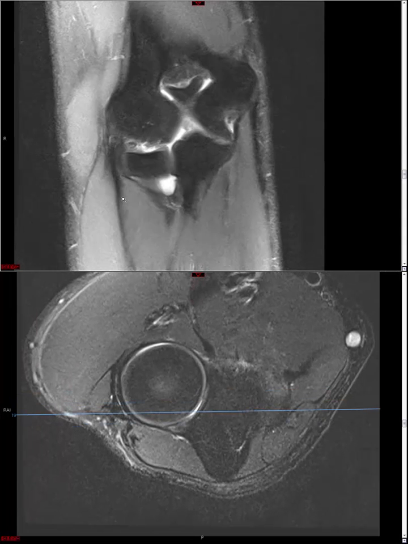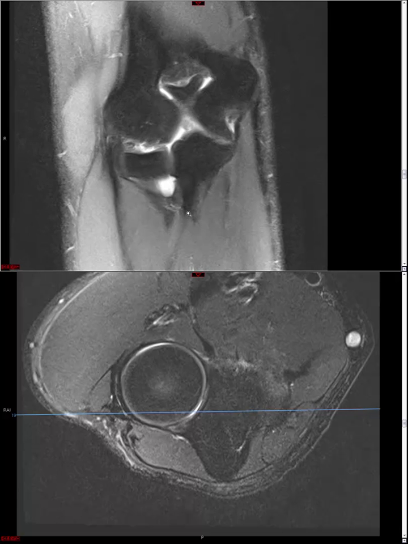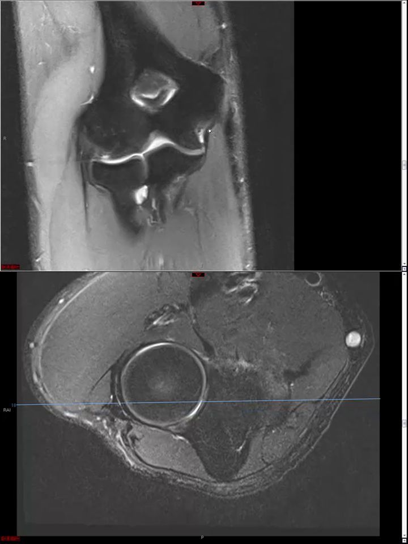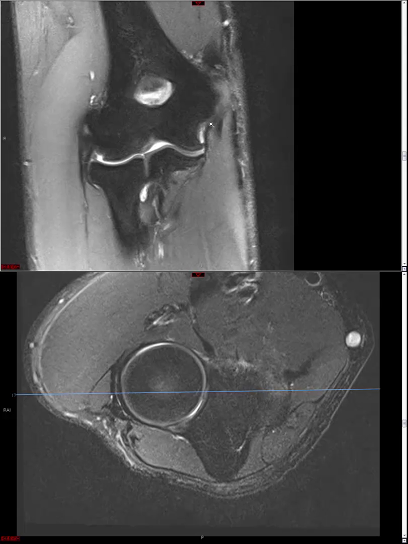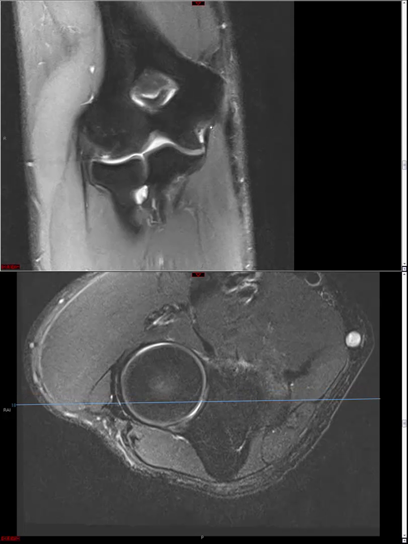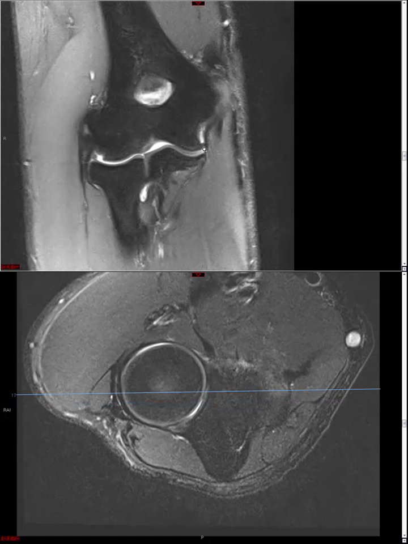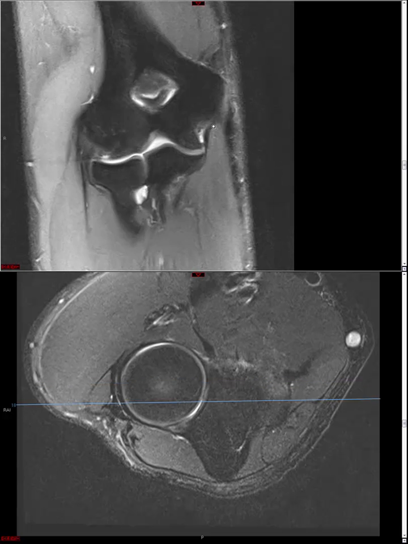Now let's look at the medial side, and we'll stay on the coronal. So here is the anterior bundle of the ulnar collateral ligament. It's the key restraint to valgus instability of the elbow. And I just want to point out this heterogeneity here near the medial epicondylar attachment. This is actually normal, and so you'll just have to accept a certain amount of signal heterogeneity at the proximal attachment of the anterior bundle of the ulnar collateral ligament. And as you see more and more of these cases, you'll get more comfortable with what's normal and what's abnormal.